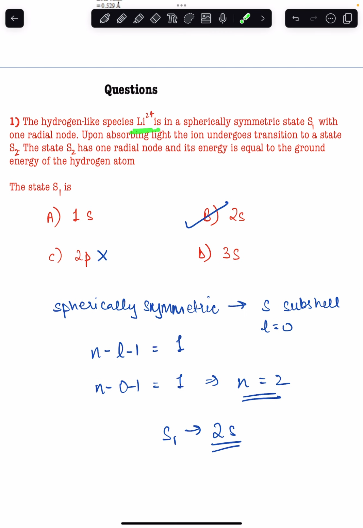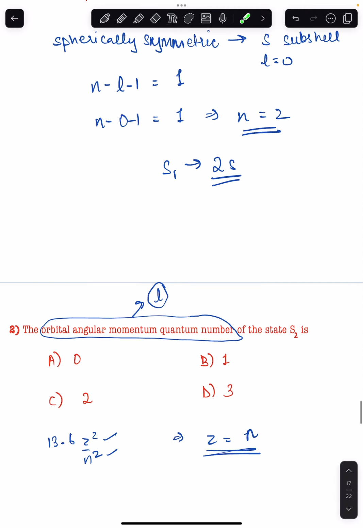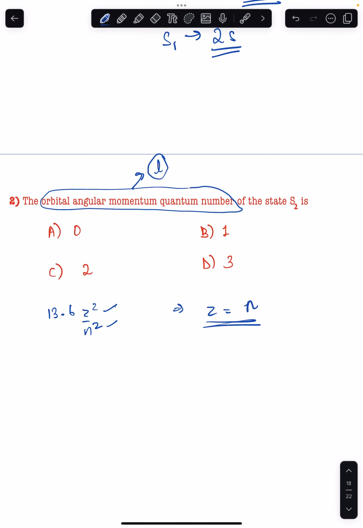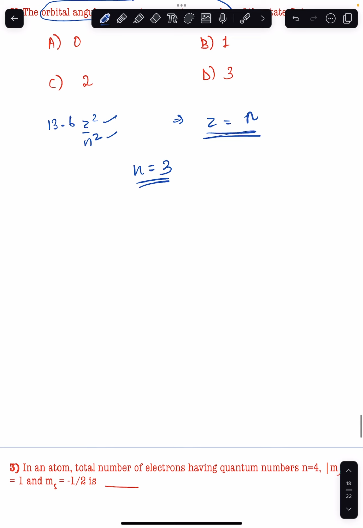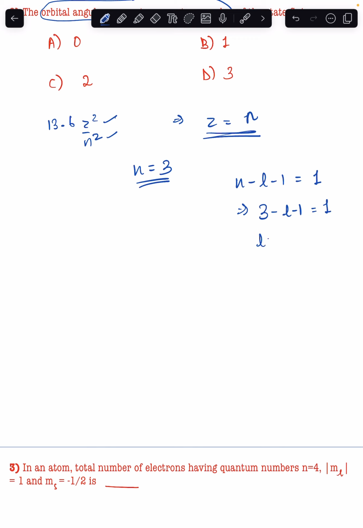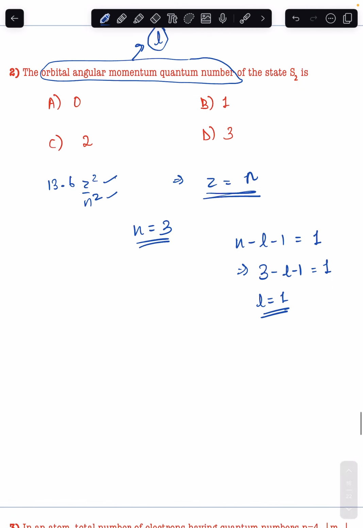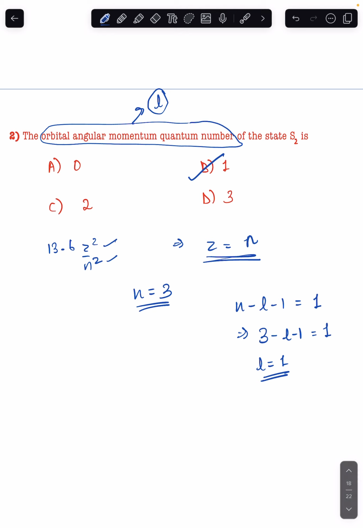Z is lithium: hydrogen, helium, lithium. So N is going to be equal to 3, and now we have one radial node. So for one radial node, we know that N minus L minus 1 equal to 1, which means that 3 minus L minus 1 equal to 1, which means that we have L equal to 1. So this is going to be the correct answer.